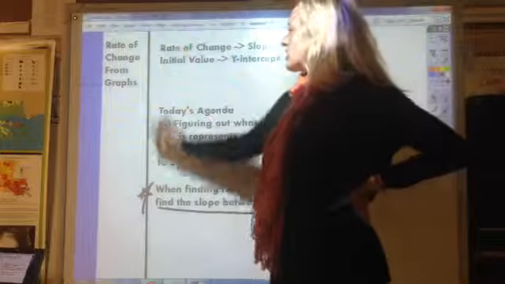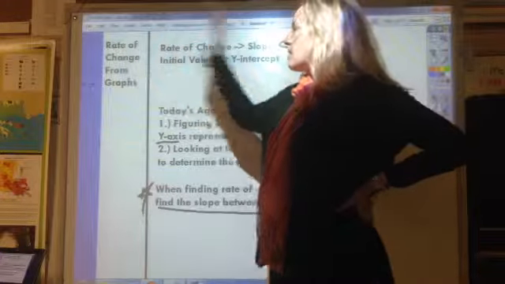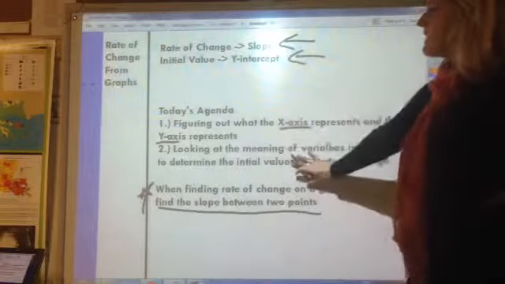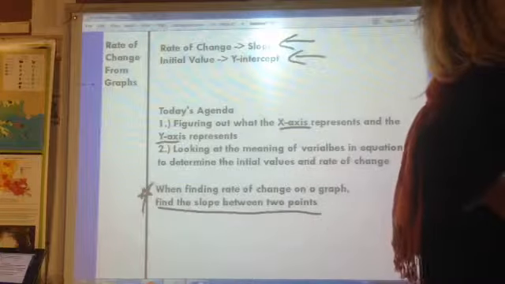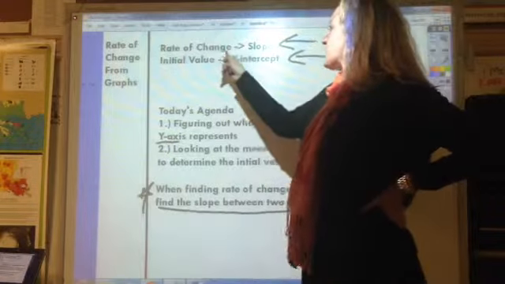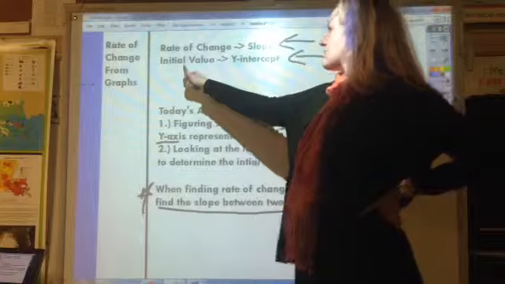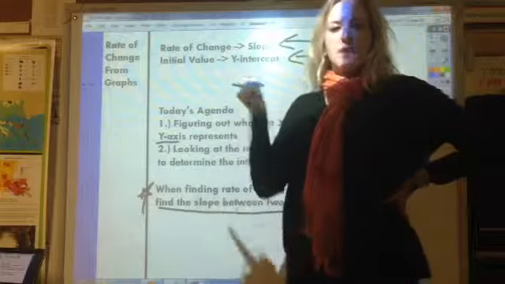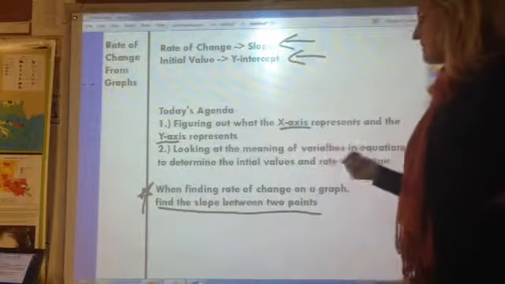On your notes page, go ahead and draw a line. Write rate of change from graphs in the top left-hand corner. Don't worry about this yet, I'm going to tell you what to write. Just a reminder from yesterday, rate of change is another word for slope. Initial value is another word for y-intercept. Write that on your notes page again. I want to make sure you guys have that.